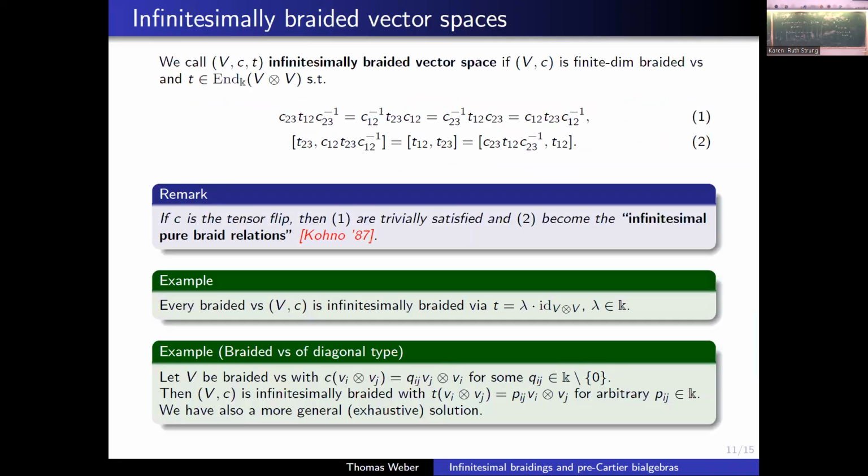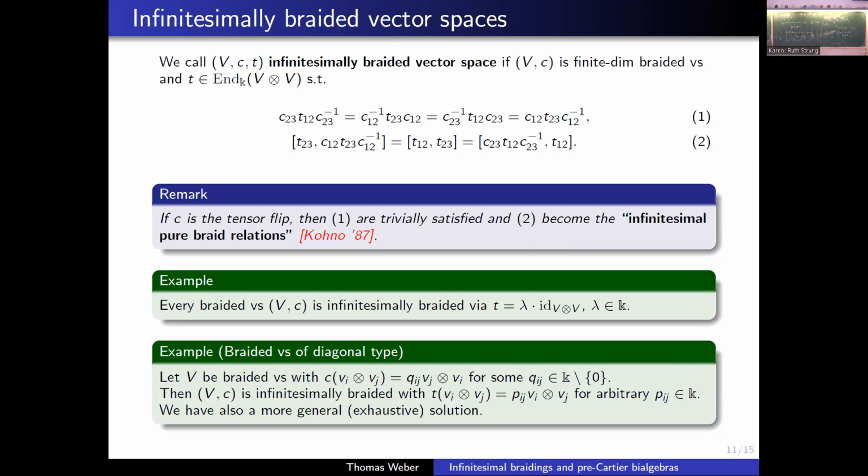Let's try to have an infinitesimal version of this. For this, we of course need a notion of what an infinitesimally braided vector space is. And the definition you can find here. You start with a finite dimensional braided vector space, V C, and then you add an endomorphism T, which satisfies these 1 and 2.